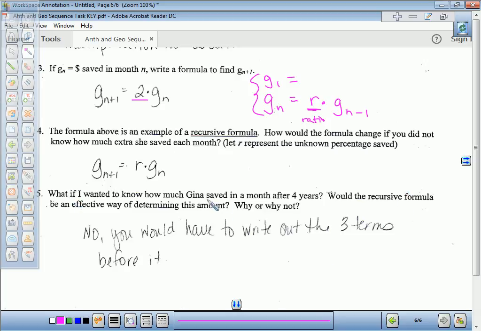This says, what if Gina wanted to know how much she saved after 4 years? Would the recursive formula be an effective way? No. The recursive formula is very nice for finding the next couple of terms. And that's about it.